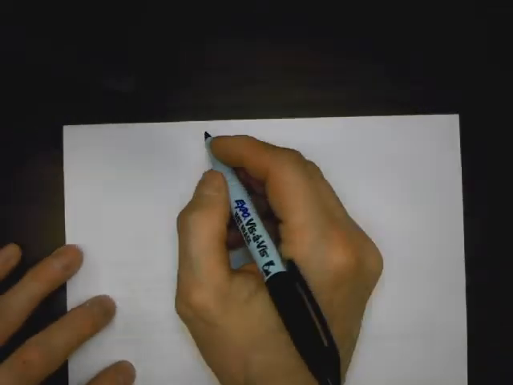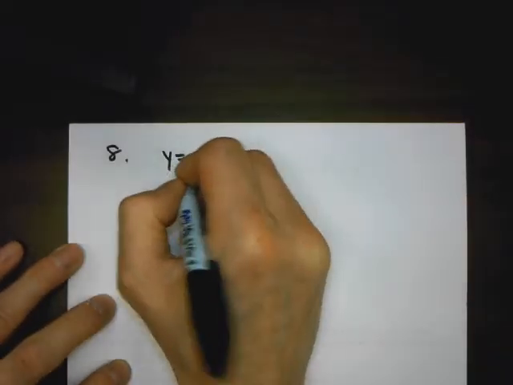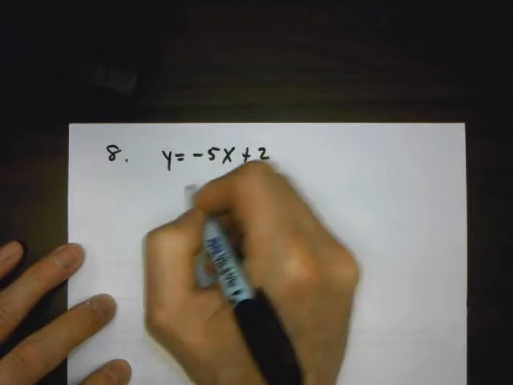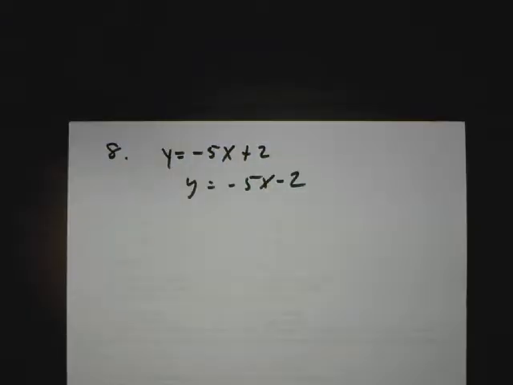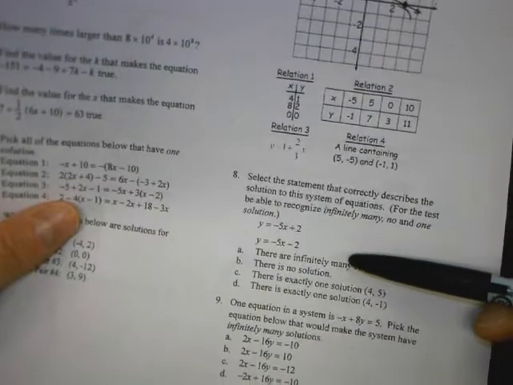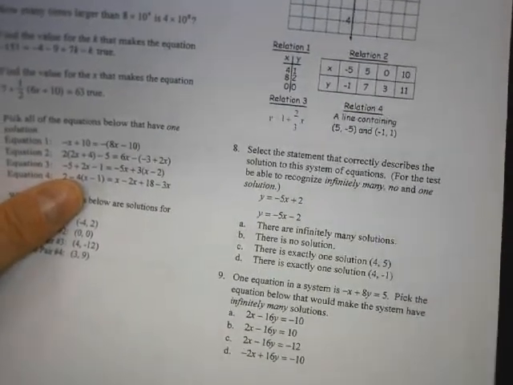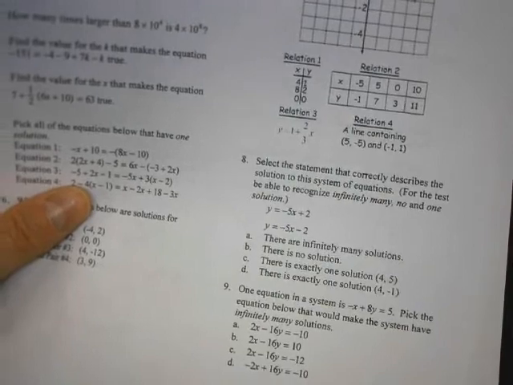All right, number 8. We had to select a statement that correctly describes the solution to this system. In other words, for number 8, we were given a system of equations, and we had to say whether it had infinitely many solutions, no solution, or one solution where these 2 lines intersect.